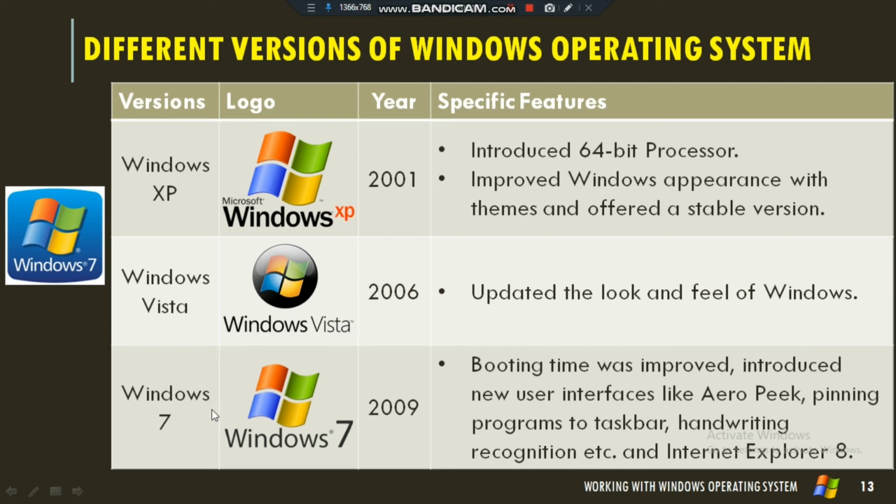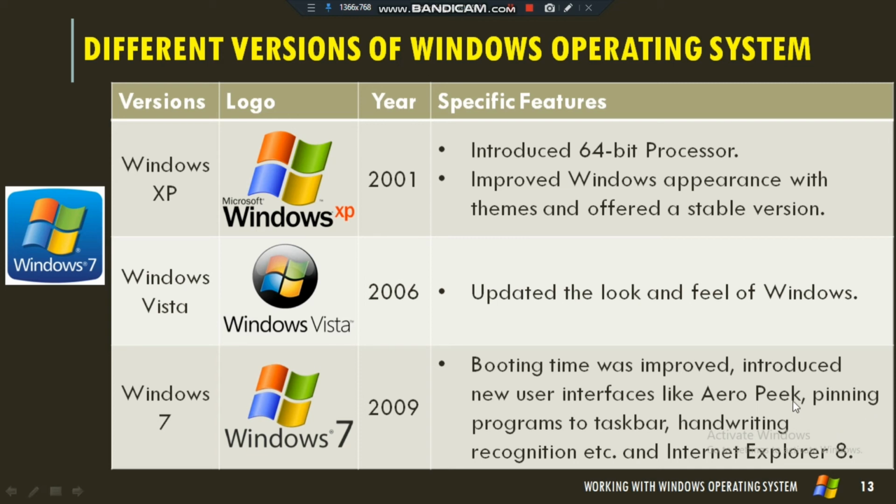And then Windows 7. Windows 7 was introduced in the year 2009. Booting time was improved. Introduced a new user interface like Aero Peek, pinning programs to taskbar, handwriting recognition, etc. So we already know what is meant by booting process. When you switch on your computer, some process is going on. That process is known as a booting process. At that time it checks whether the hardware and software attached to your computer are ready to work. That checking process, that testing process is known as booting process. That processing time was improved.